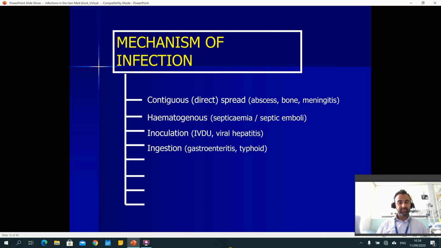Ingestion, so your classic sort of food poisoning here we're talking about, so fecal-oral spread perhaps of organisms, poor hand hygiene, poor hand washing. You ingest either a virus or a bacteria, which usually leads to either nausea, vomiting, diarrhea, or possibly both. Very easy to spread.